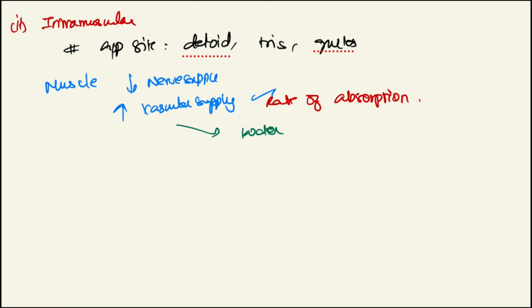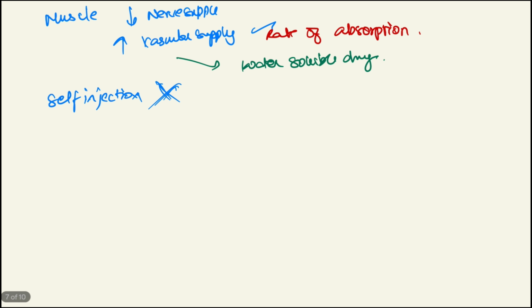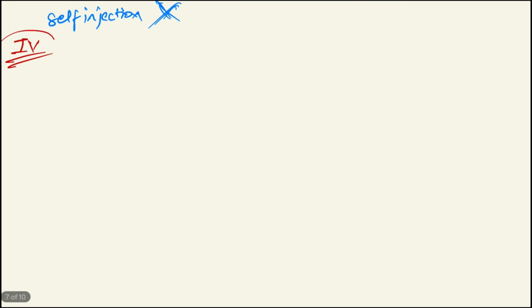Understood? Vascular supply is more and the rate of absorption is more, so water soluble drugs can be used. Water soluble drugs are normally less absorbed, but as the rate of absorption in the intramuscular area is very high, we can use water soluble drugs here. Now we get into the IV.